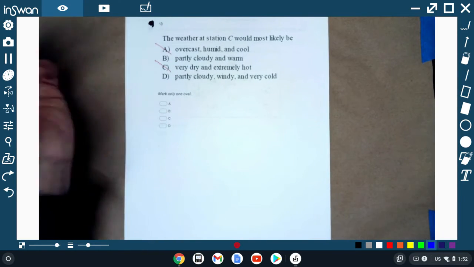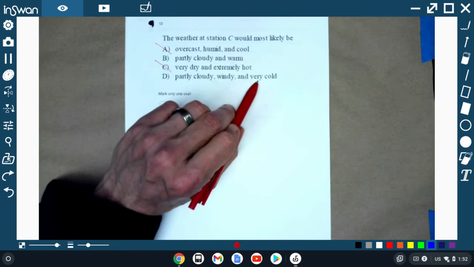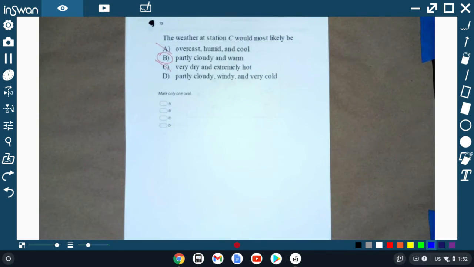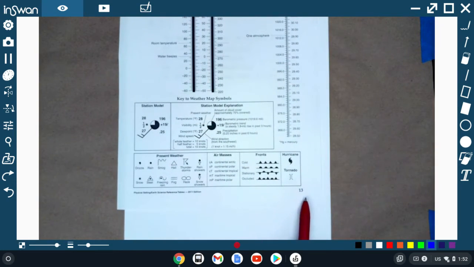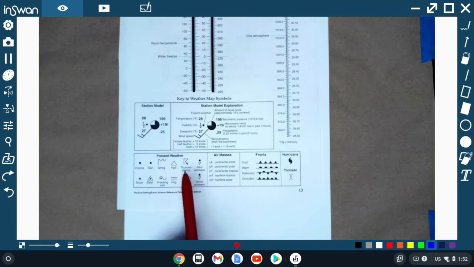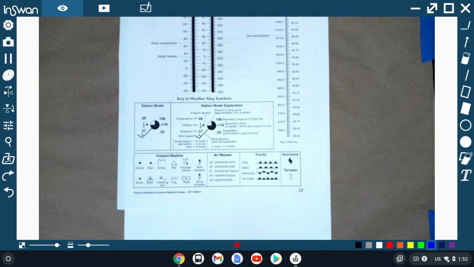That means C and A are not it. And partly cloudy and windy, very cold. Nope. Partly cloudy and warm, so 13. So that's going back to our weather station models. And if you have questions about those, page 13. This one just tells you what every single thing is, and then it also tells you what the symbols are related to it. So this is what it looks like on a map, and this tells you what the numbers mean. Page 13 on your reference table.